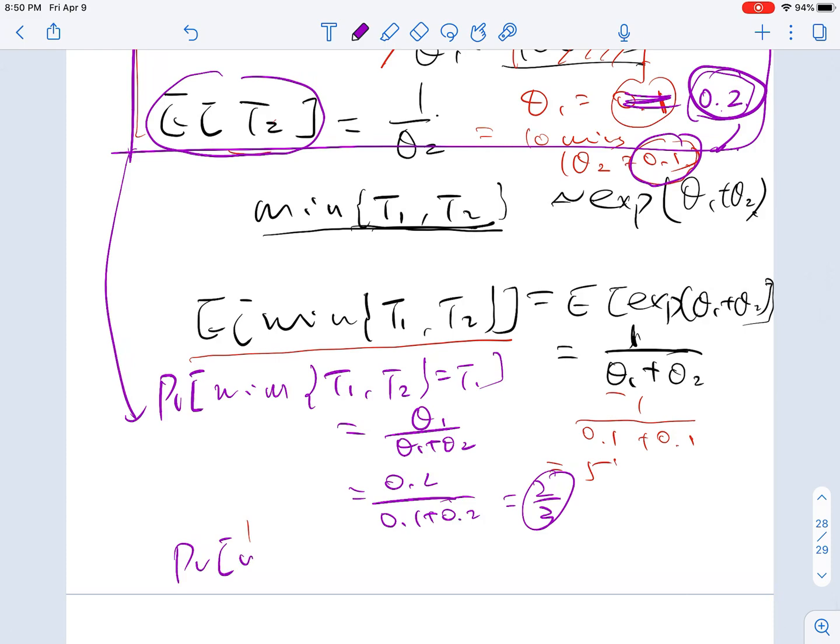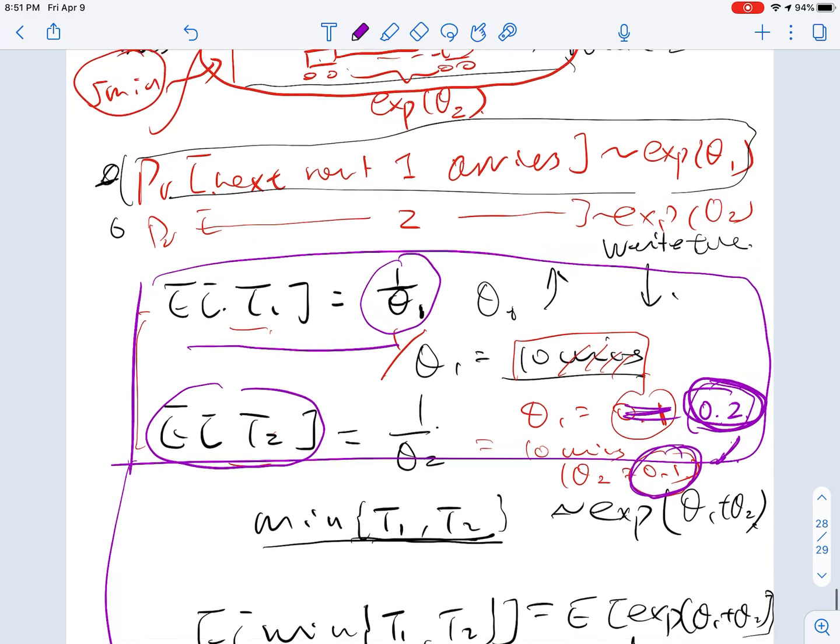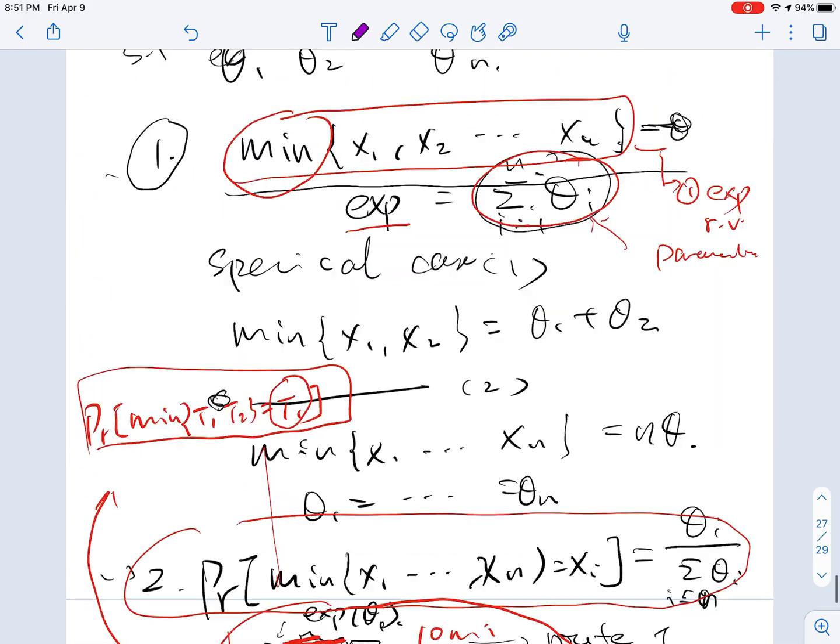If I look at the same thing for min of T1, T2 equal to T2, it's of course 1 over 3. So this number over here is 2 times larger than this number here. It's matching the intuition that I have 2 times more buses of the first type than the second type, so it's 2 times more likely that I get the first route. So that's the interpretation here.